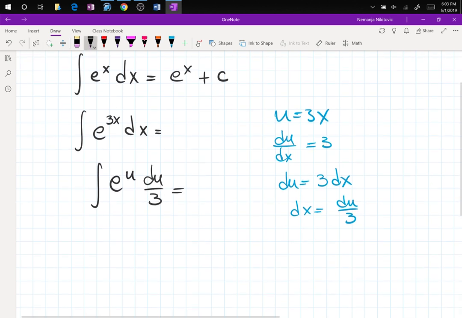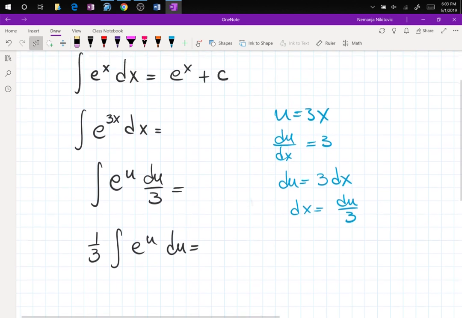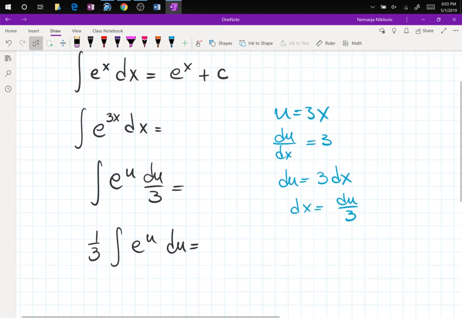So now dx gets replaced with du over 3. This over 3 is the 1/3 that goes in front, and now you just have a basic integral. Whether this integral has u's or x's doesn't matter. Any variable is okay. So it's 1/3 e to the u plus c.